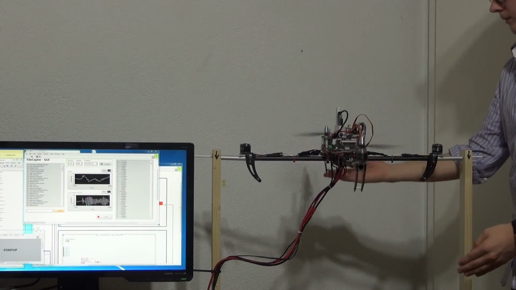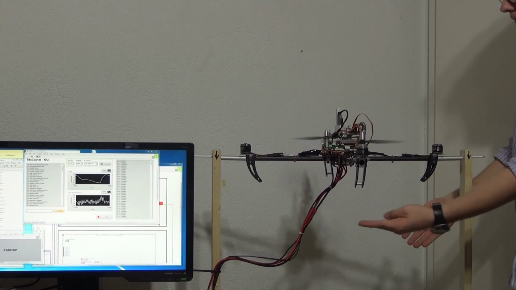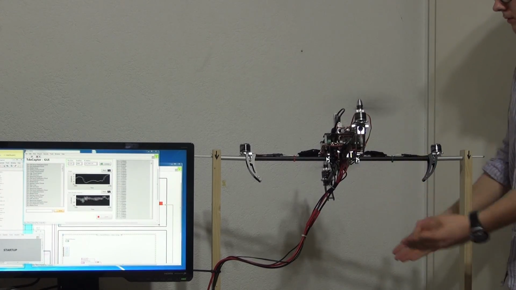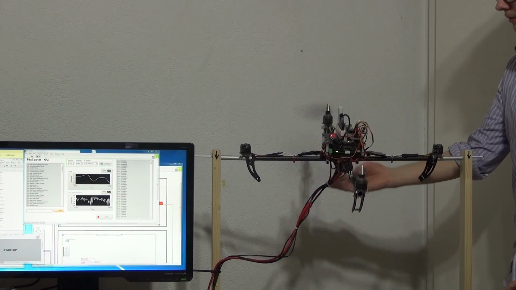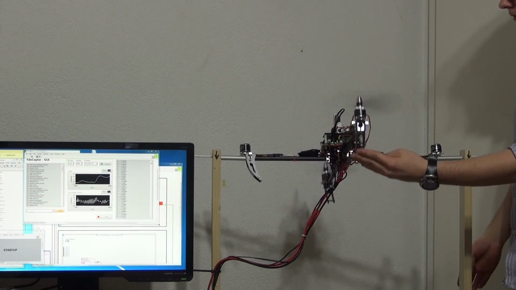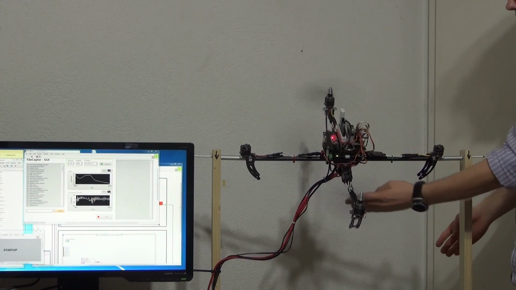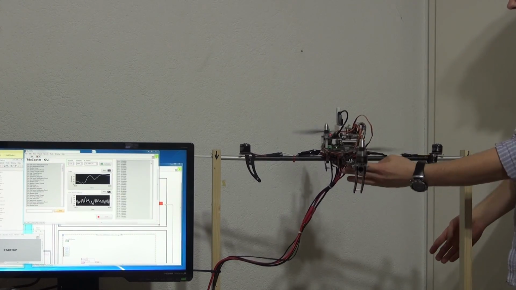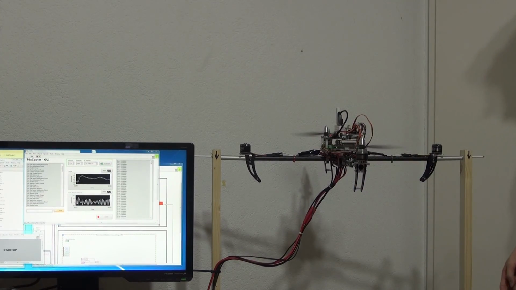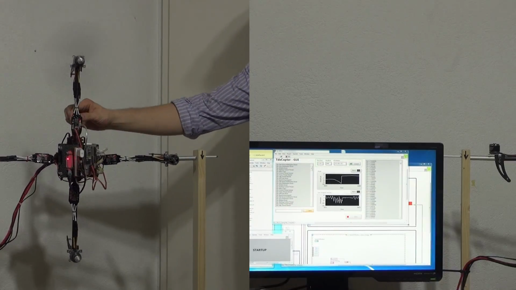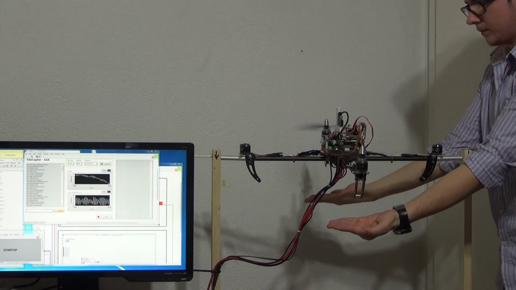This is now the D part. D stands for differentiation or derivative. So this means the motor speed is proportional to the change of the angle. If the angle doesn't change, the motor speed will stay constant. And if the angle changes, it will steer against it. As you can see, it doesn't stay in the middle. It will drift away.